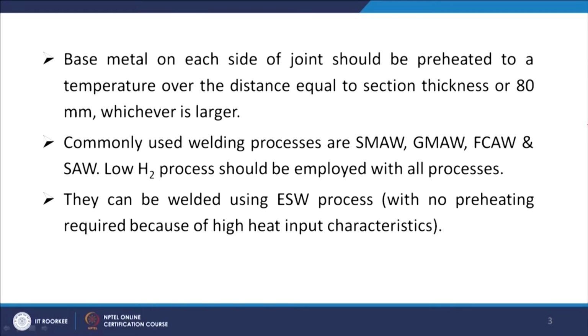Commonly used welding processes are shielded metal arc welding, gas metal arc welding, flux cored arc welding, and also submerged arc welding. So, these are the commonly used methods which are preferred for these kinds of materials. And also a low hydrogen process should be employed in all the cases to have better results.